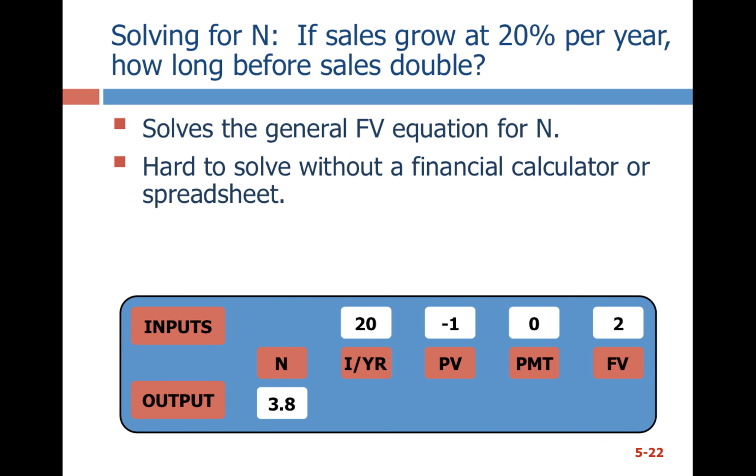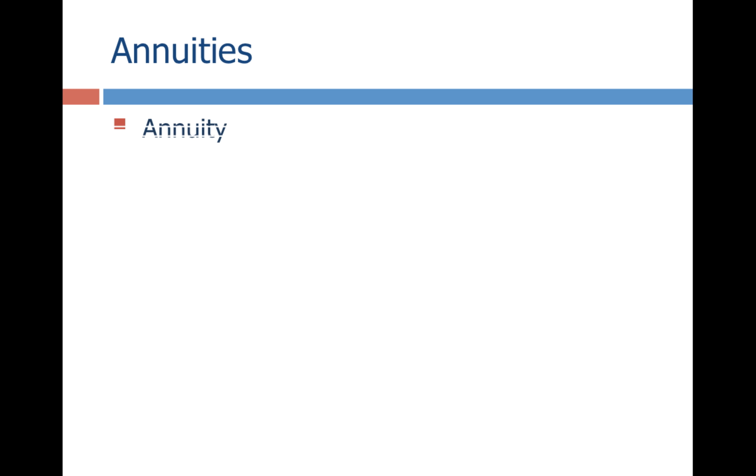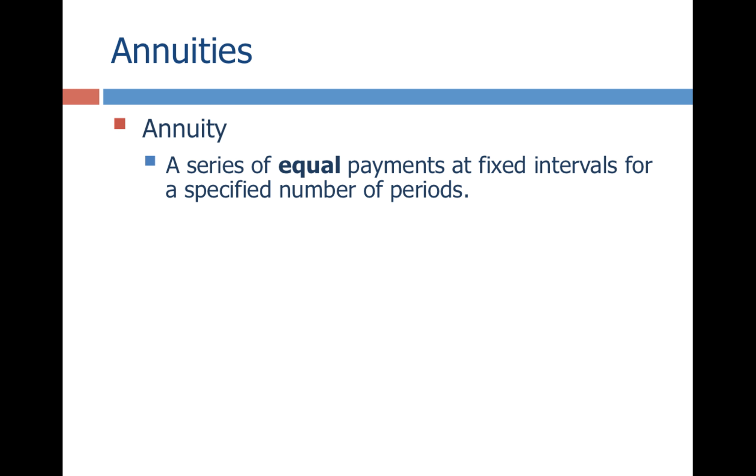Okay, so now for some new material. That was all a review of what we've done previously. Let's move into some new stuff. One of the things we're going to cover tonight that's different is annuities. And annuities are a series of equal payments at fixed intervals for a specified number of periods.